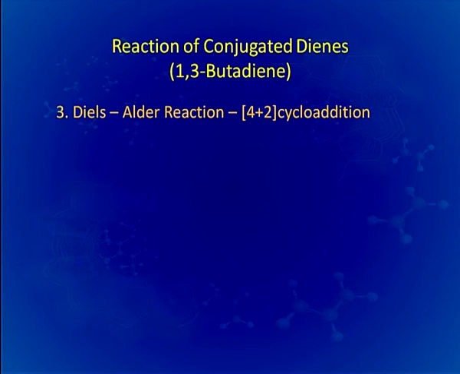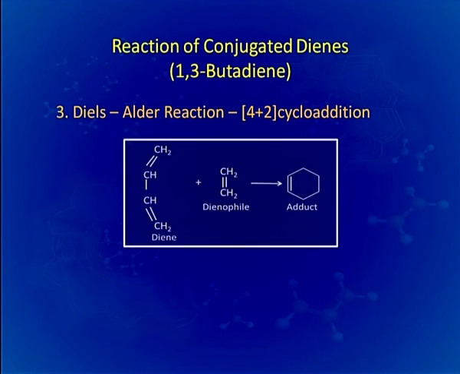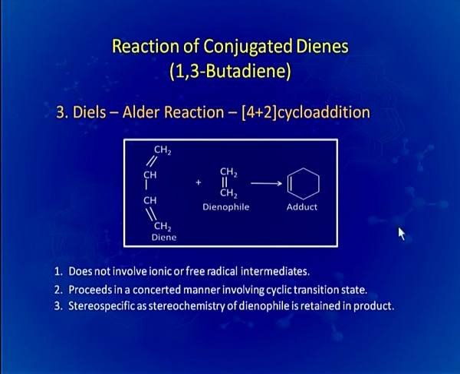Reactions of conjugated diene. Now we will be discussing a very important reaction of organic chemistry, which is the Diels-Alder reaction. This is basically a 4 plus 2 cycloaddition reaction. 4 stands for 4 pi electrons coming from the butadiene side and 2 stands for 2 pi electrons coming from the alkene. This alkene is called the dienophile and an adduct is formed.